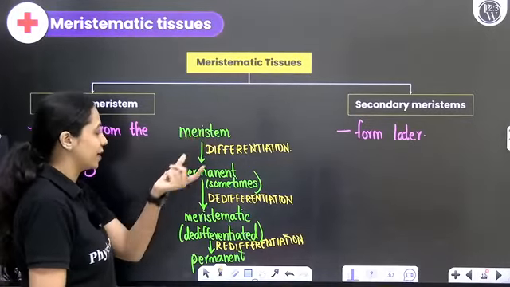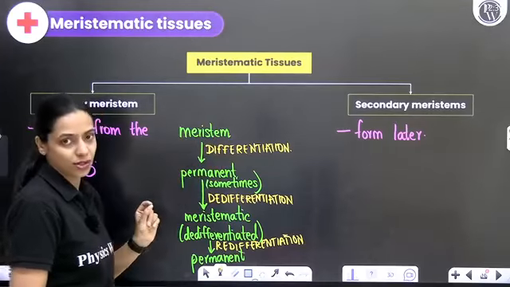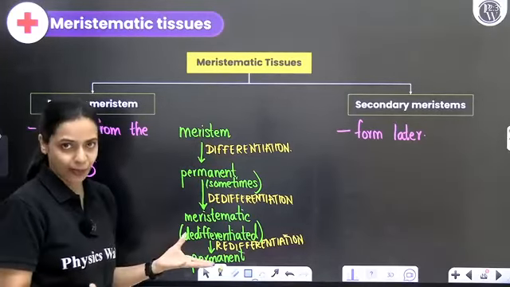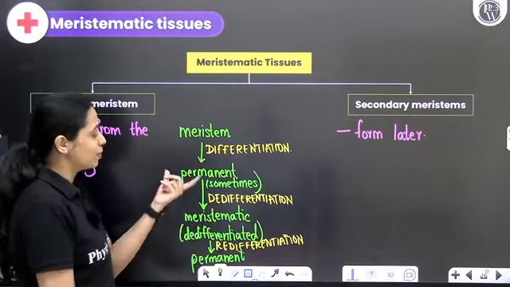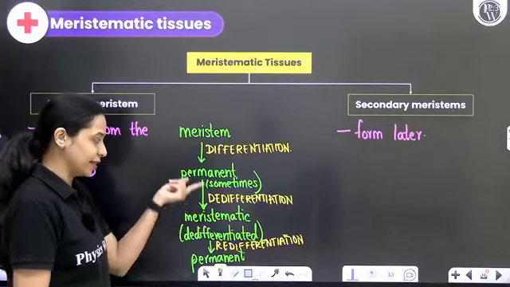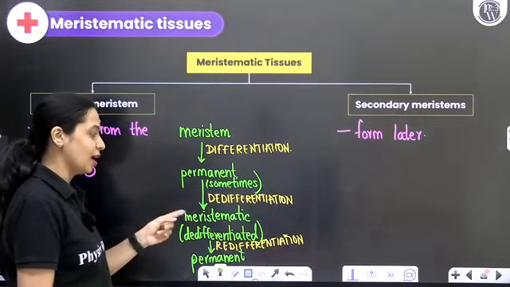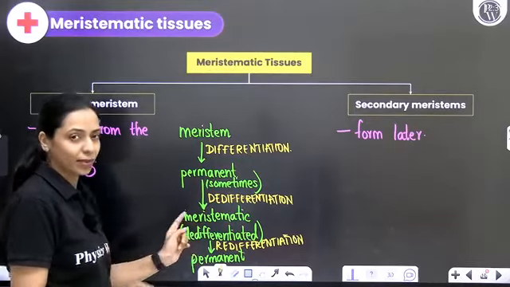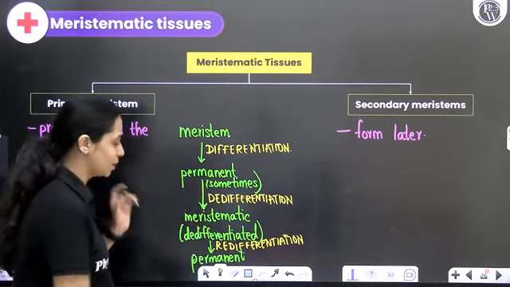It was meristematic, it took up a permanent function by a process called differentiation. Sometimes, not always, very rarely, the permanent tissue will regain the ability to divide and will become meristematic again. That process is called de-differentiation. After getting de-differentiated, it will take up some other permanent function.